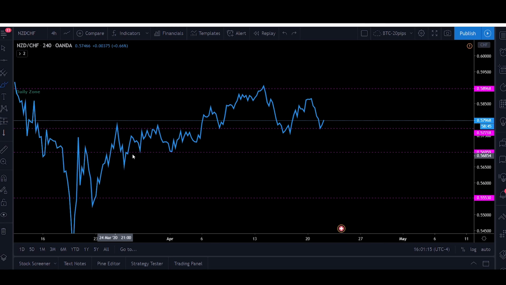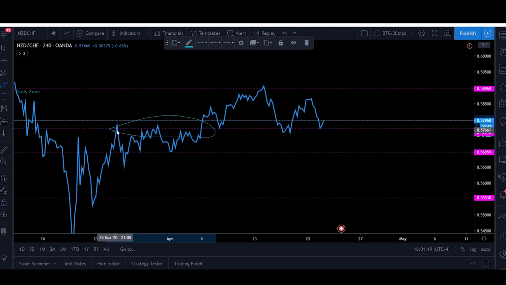And as you can see right here, this is resistance, resistance, resistance, resistance. And then what happens? Price breaks through, and then resistance becomes support. So that's what I was saying. You can see it in the lower time frames when price breaks through, and then resistance becomes support.